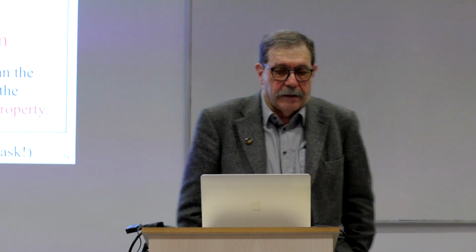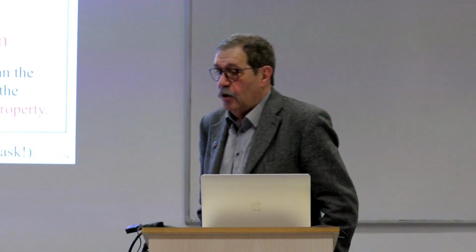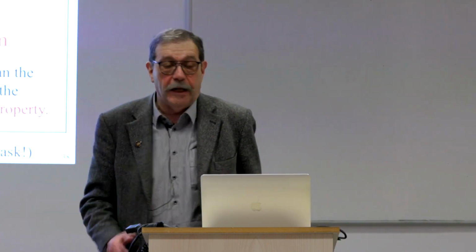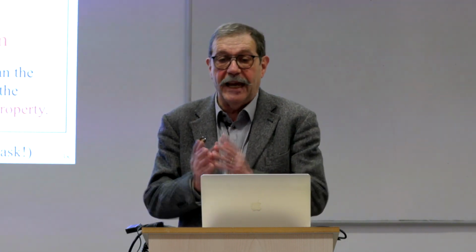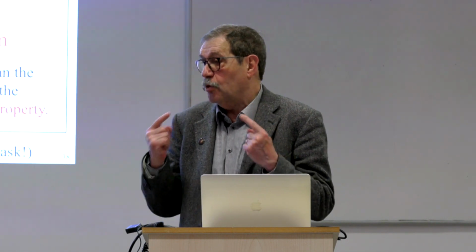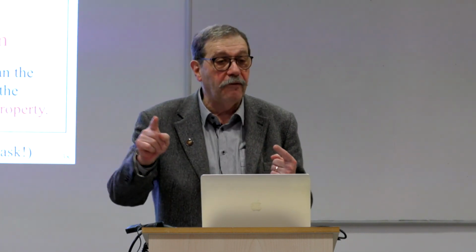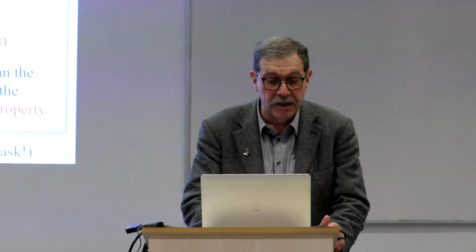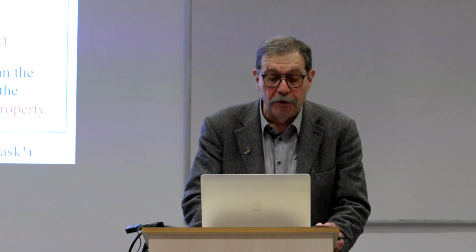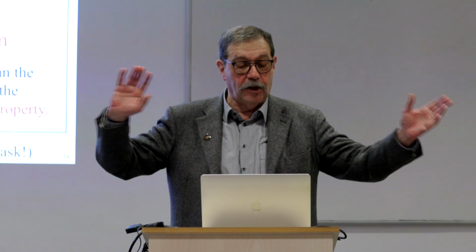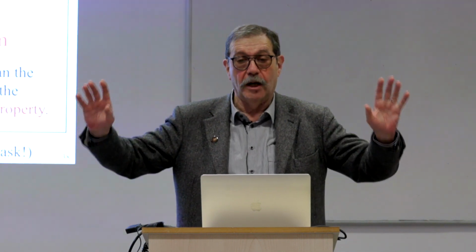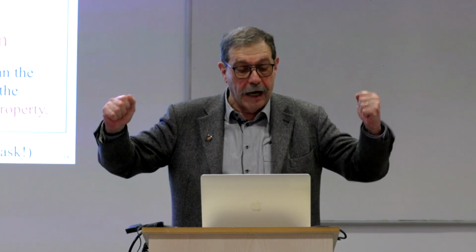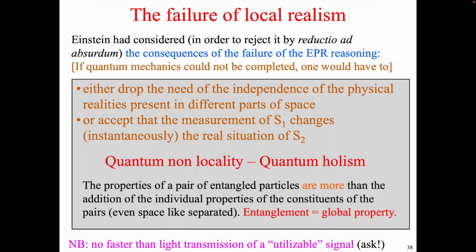So you may be surprised. So we are going to ask Einstein about the failure of his vision? Yes, Einstein made a reasoning ad absurdum. He said, if I was not right, this is what you would have to swallow. And these are the words of Einstein: either drop the need of the independence of the physical reality present in different parts of space, or accept that the measurement on S1 changes instantaneously the real situation of S2.